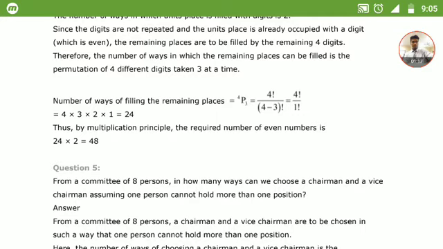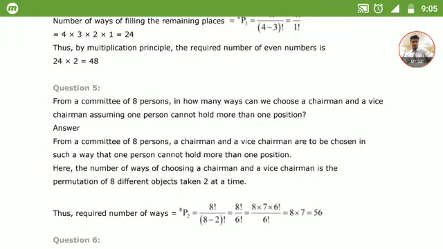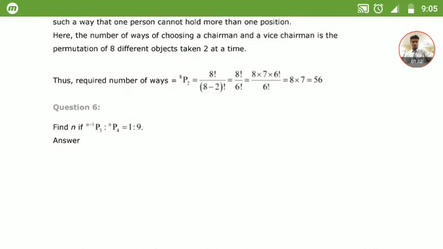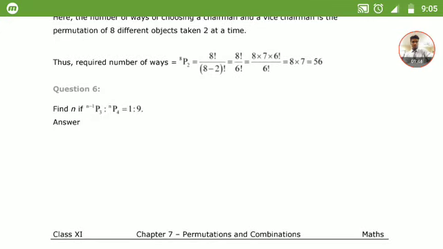So let's start off simple. You have to choose from 8 to 2, 8P2. That will tell you that you are choosing two persons such that they are not occurring again and again. So that's it. 8P2 is the answer, and it can be solved with the nPr formula, n factorial over n minus r factorial. Clear? And factorial 6 goes off, you get the answer 56. That's for question number 5.